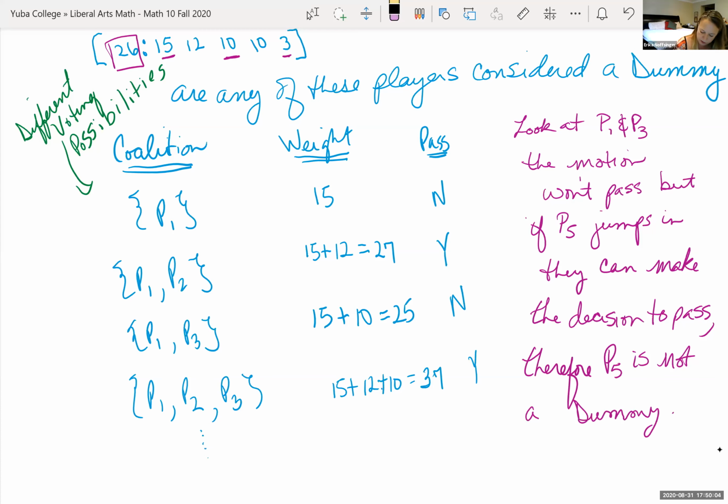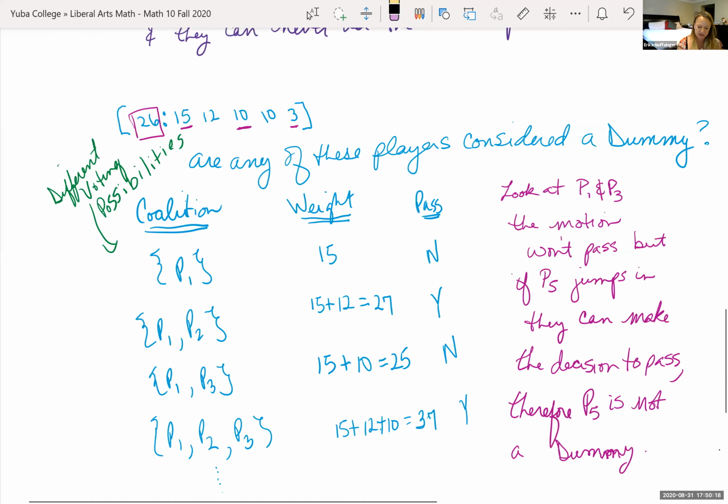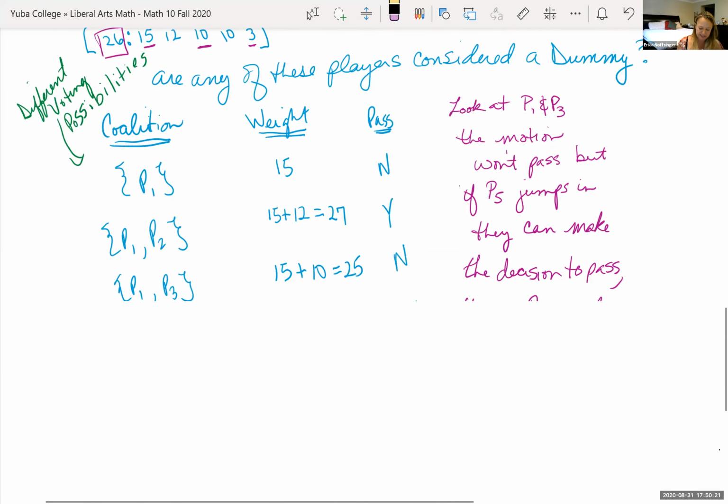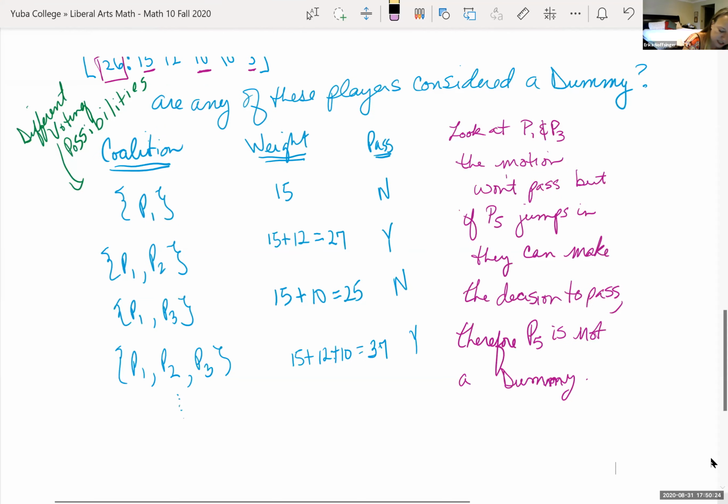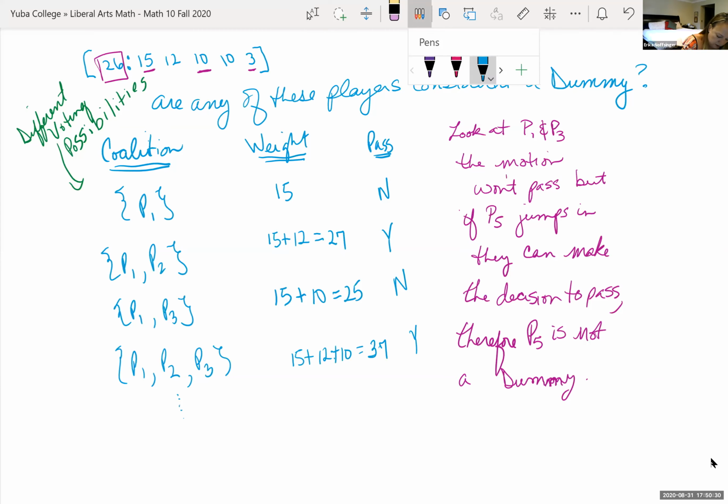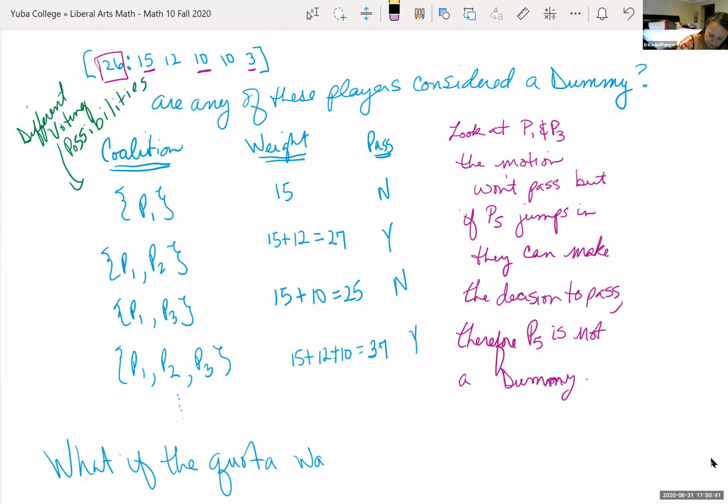Okay. So that might change though if the quota was larger. So like the second example we got where the quota was larger. What was the quota? I forgot. It was 34. So let's say that quota was 34, same weights of each player. Let me just rewrite it. So what if the quota was 34? Are there any dummies?